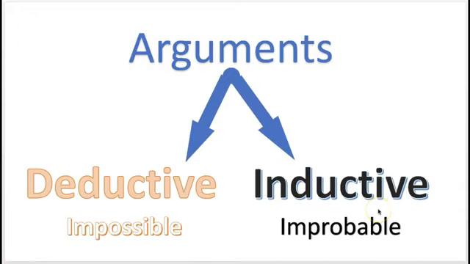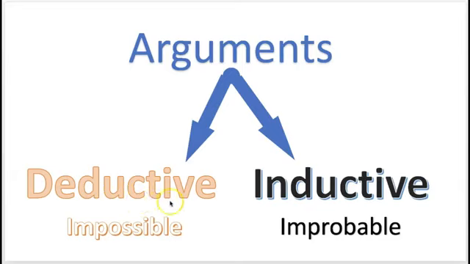Now, an inductive argument is an argument in which the arguer claims that it's improbable for the conclusion to be false if the premises are true. In other words, someone's trying to prove something to you, and they give you reasons for the conclusion, reasons that they say show their point is true. They would say that if the reasons are true, then it would be improbable that the conclusion is false.